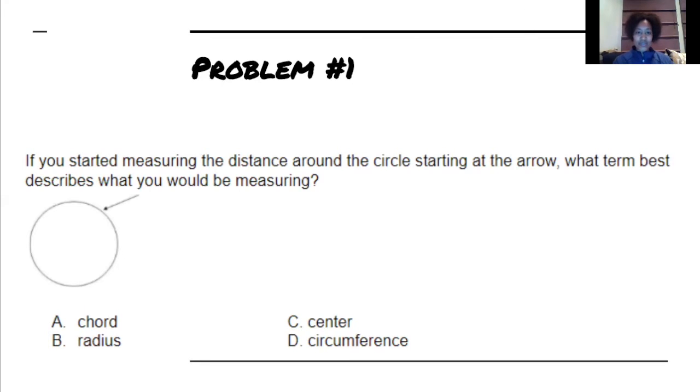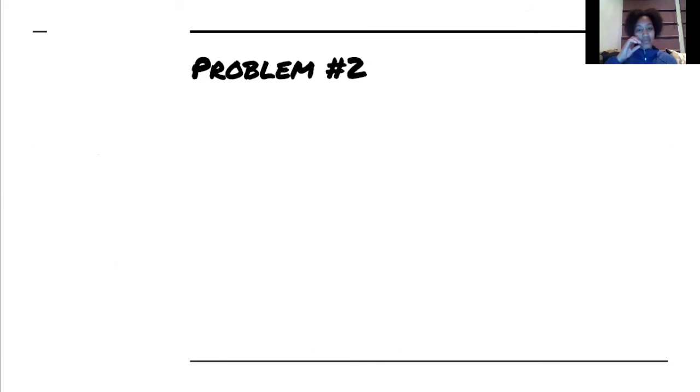And then center, well, that's that middle dot or that middle point that's in the middle of the circle. They didn't ask us that. They said, if I wanted to measure the distance around the circle. Oh, look, we're doing it. The distance around the circle. That gives us the circumference. Yes, good job. All right, number 2.